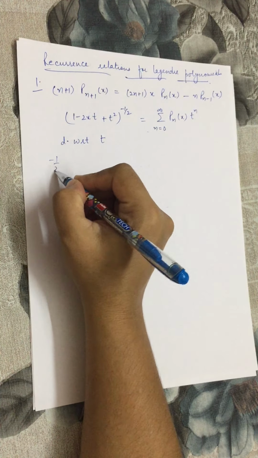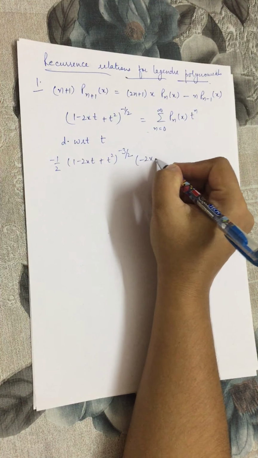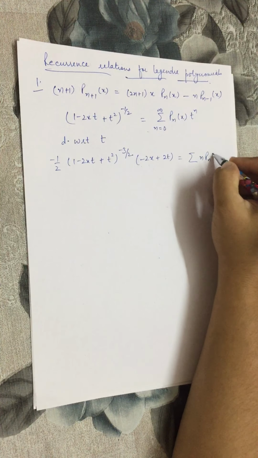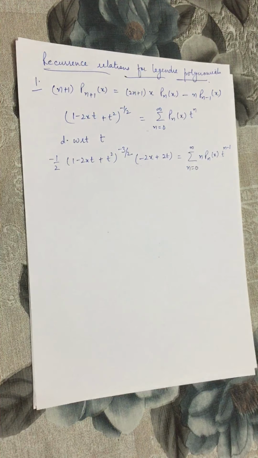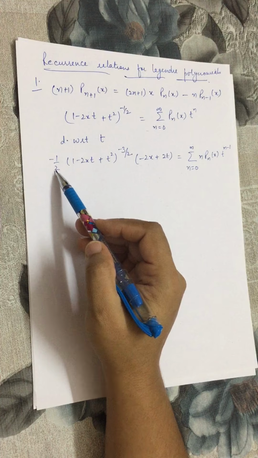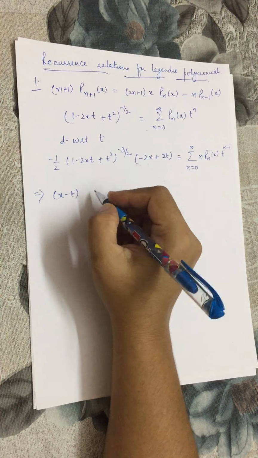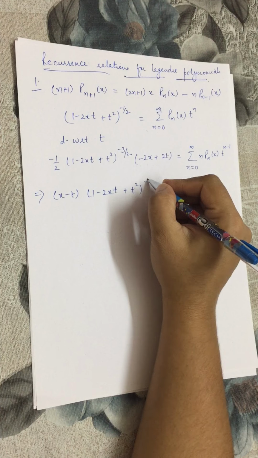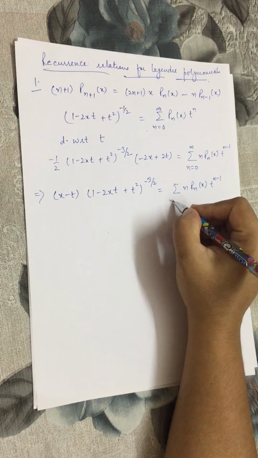Then from the left hand side we will get (1 - 2xt + t²)^(-3/2) into (-2x + 2t), because we are differentiating with respect to t. And on the right hand side we will get n P_n(x) t^(n-1), because P_n(x) is a function of x, so it can be regarded as constant when we differentiate with respect to t. Simplifying this, we take common -2 from here, and that will be cancelled. So we are left with only the term (x - t)(1 - 2xt + t²)^(-3/2) equal to summation n P_n(x) t^(n-1) from 0 to infinity.